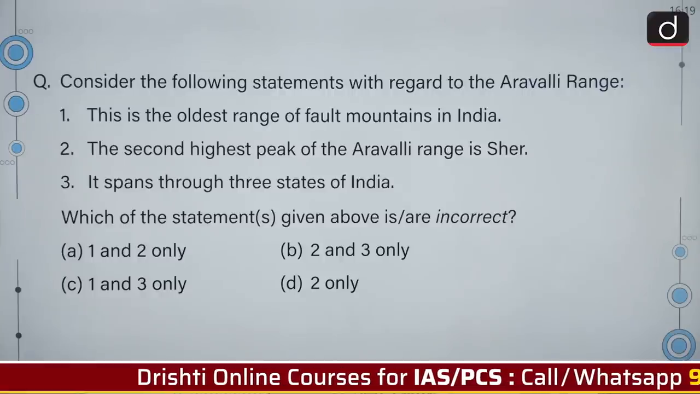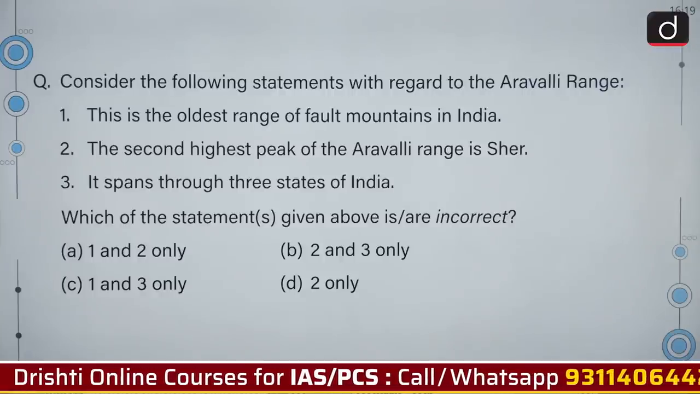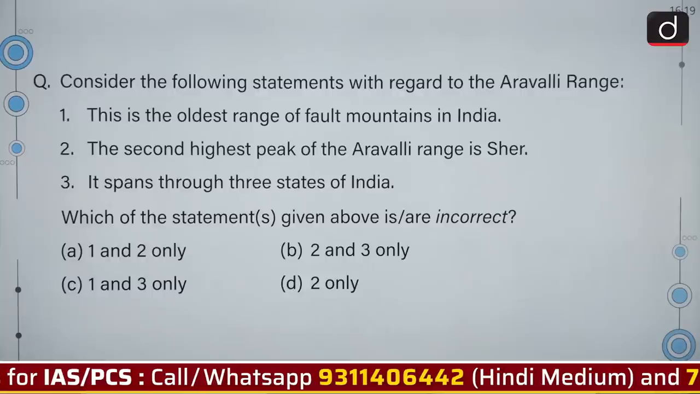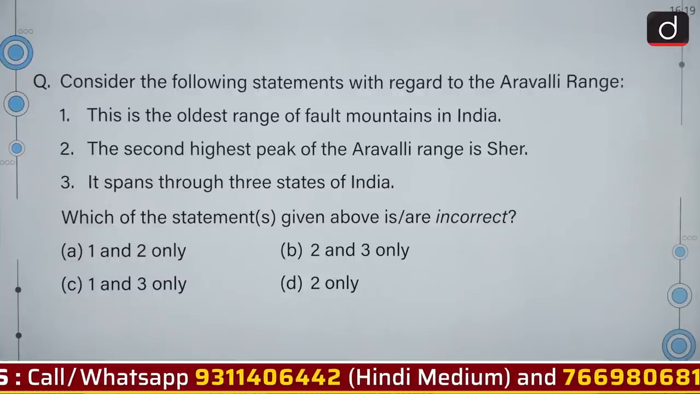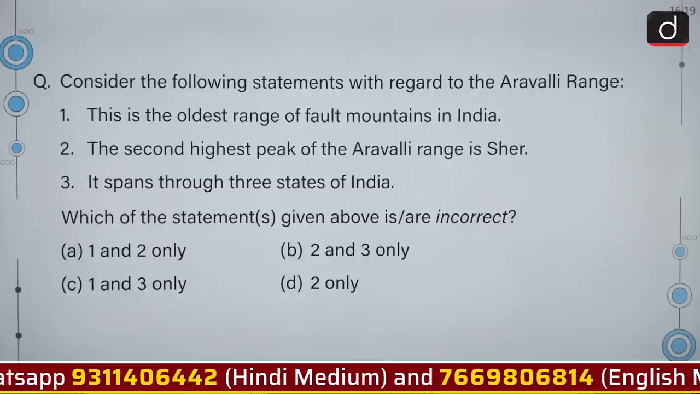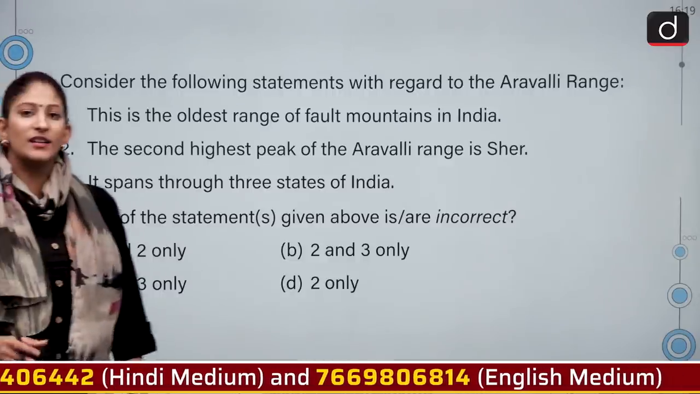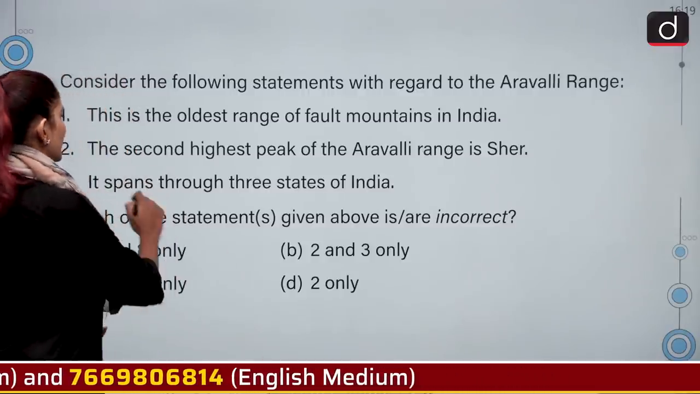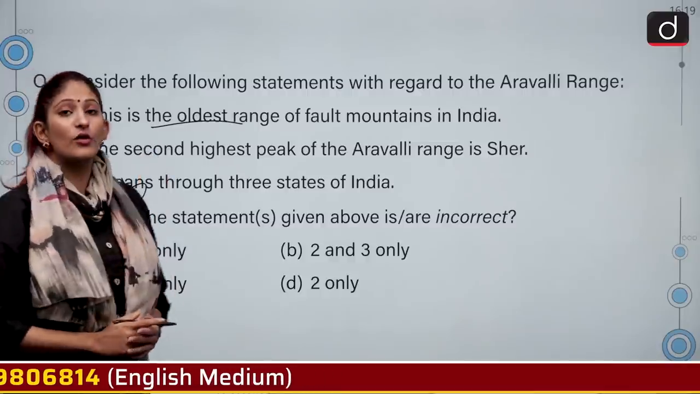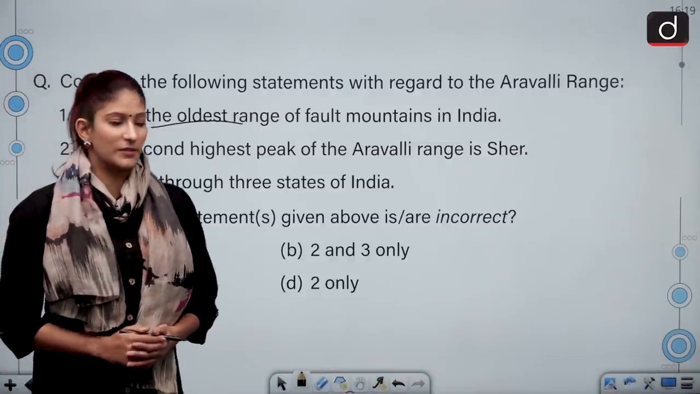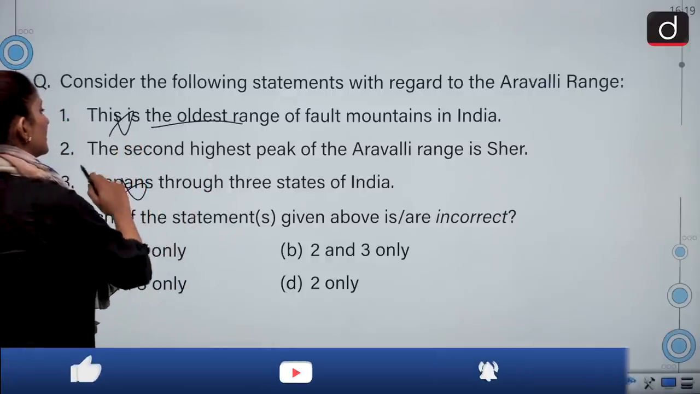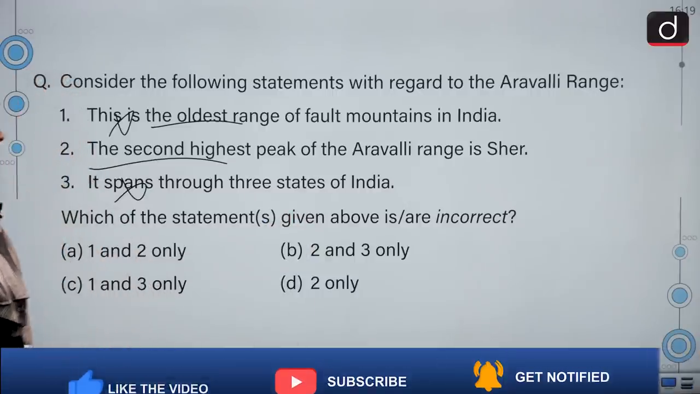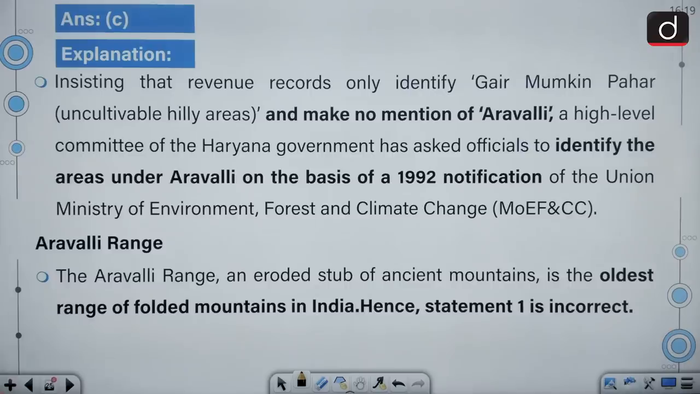Consider the following statements with regard to Aravali Range. This is the oldest range of fault mountains in India. The second highest peak of the Aravali Range is Sher. It spans through three states of India. So we have to select the incorrect statement. As we know, Aravalis span three states and one union territory, that is Delhi. So the third statement is incorrect. And this is the oldest range of fold mountains and not fault mountains. First statement is incorrect. Third is incorrect. The second is correct. So we have to select the correct answer based on the incorrect statements. The correct answer to this question is option C, 1 and 3 only.